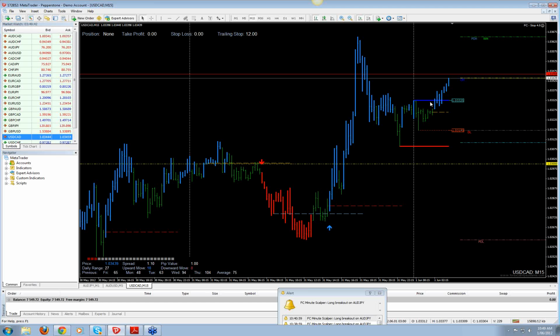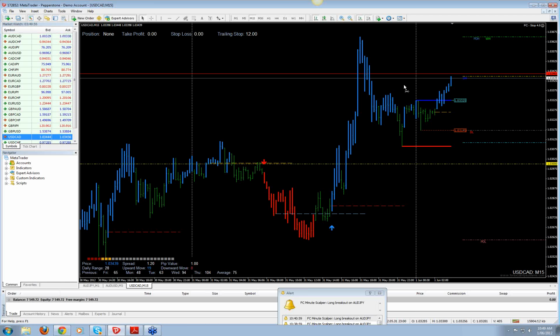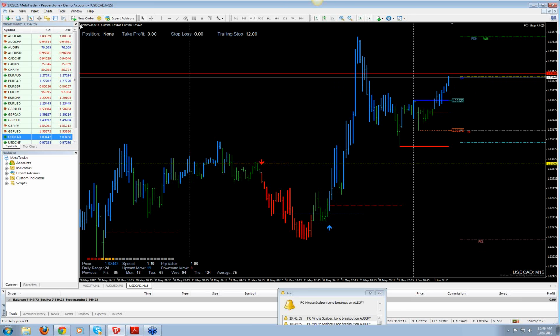And it just gives you an entry point as it's breaking up through these points, possibly. There's a few different ways to enter this, and we'll be teaching some of that in the training part of this. You can see we're getting a nice little push off of the Asian Open on the US CAD.